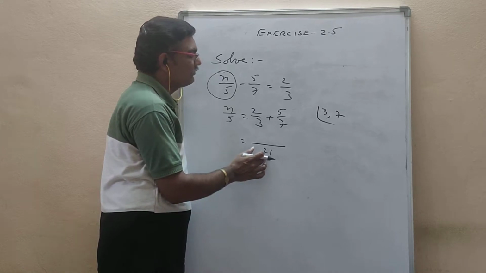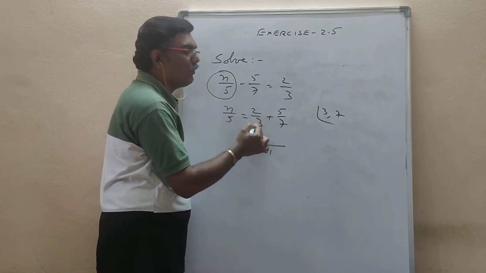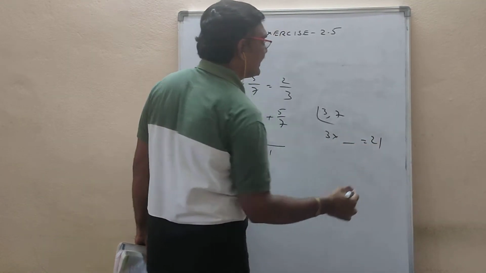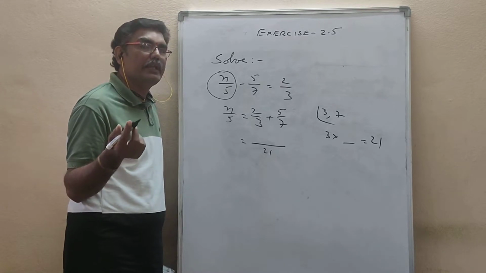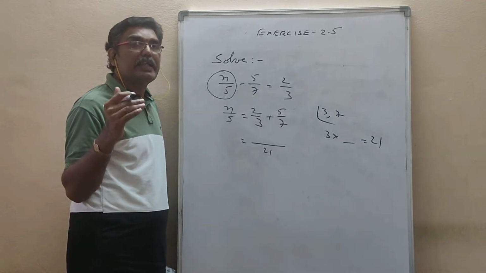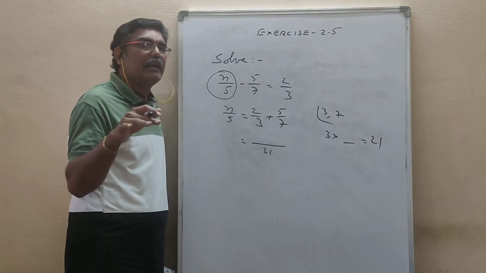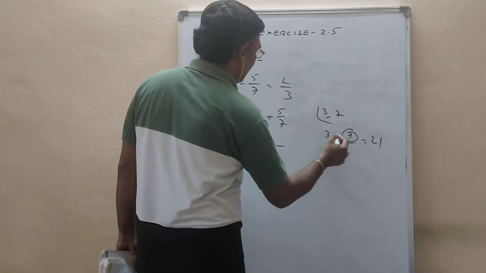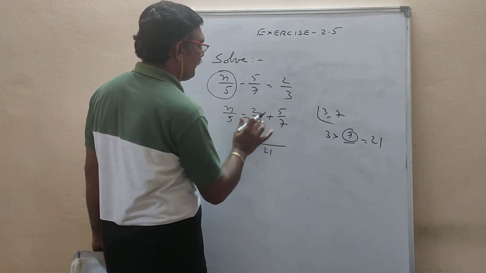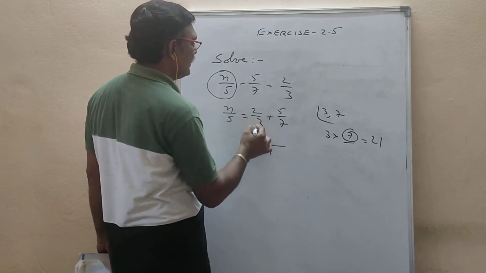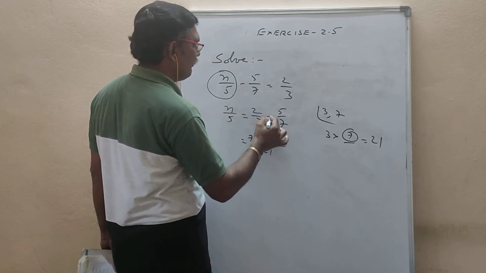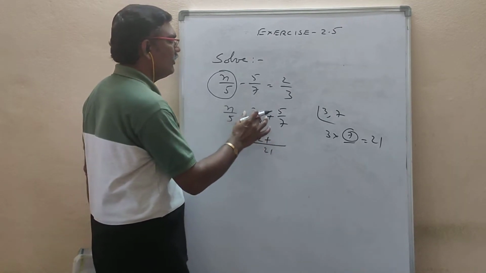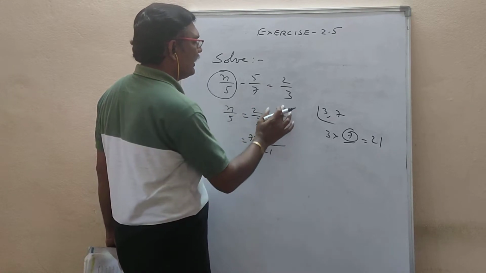So you got 21. Now, in the first fraction the denominator is 3. Read the 3 table until you get the LCM, 21. 3 times how many gives 21? 3 sevens are 21. This 7 you have to write into the first fraction's numerator 2. So this is completed. In between, if plus is there, you write plus. If minus is there, you write minus. Next, here also you should do the same.